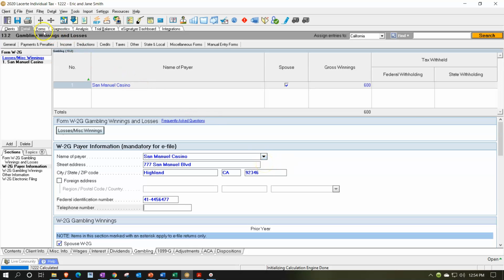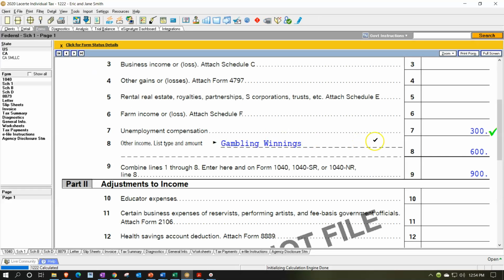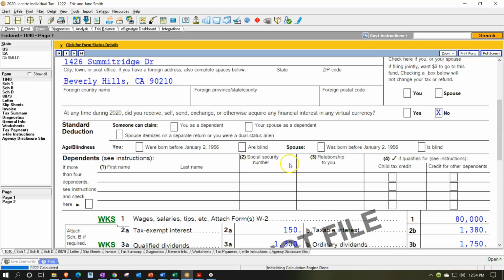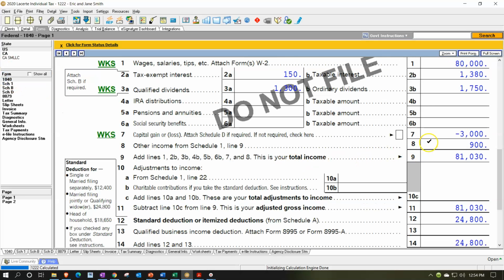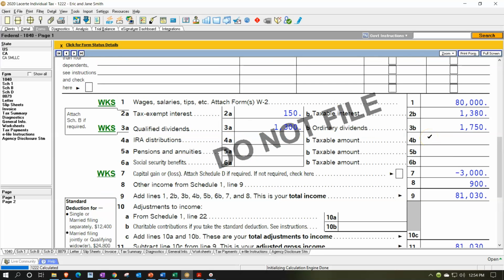So then I'm going to go back up top and say, okay, that should pull in the 600. So there's the 600. We've got the 900 now on line 9. And then we're going to pull that up to page 1, which is now pulling into the 900 on line 8 of the 1040. None of these income items we've input are confusing on their own, but when you put them all together, you can think, what if I miskeyed something? You've got to kind of double check it. It gets a little bit confusing when you add it all together.